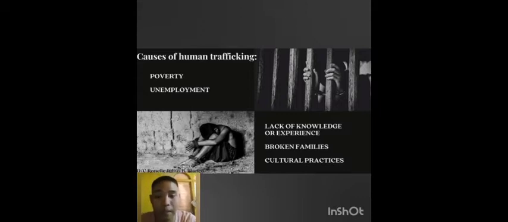So broken families. Individuals who are cast out of their homes and abandoned or placed in the child welfare system are highly vulnerable to human trafficking. Runaway youth, those who experience homelessness, and those who live in isolation are often targeted. When someone feels alone or involved or has been abused in the past. So, cultural practice.